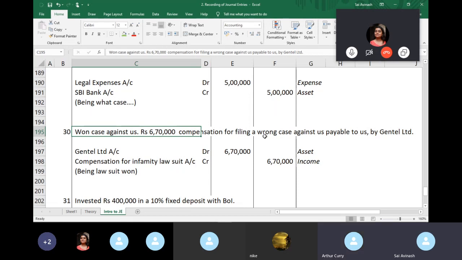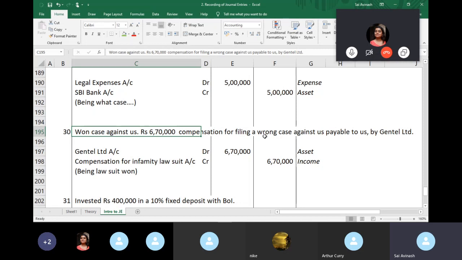Just because it's common knowledge that I'm going to win the lawsuit doesn't establish a legal right that the law, the government and the constitution give me to receive the money. Just because I know doesn't mean I can. But today, the judge has passed an order, which is passed by the court and has legal power. It is telling me that I have a right to receive 6.7 lakhs from the plaintiff, Dental Limited.